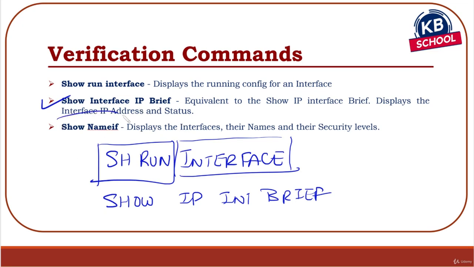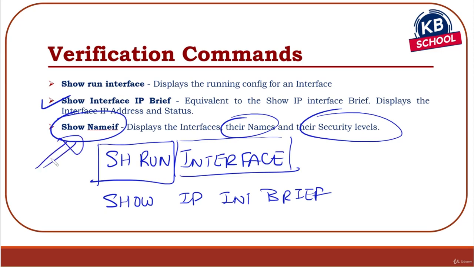Then you have the show name if command. This will show you the name of the interfaces and their respective security level. So if you want to find out what security level is assigned to what interface, show interface IP brief will not show it to you. Show run would, because it's in the running config. The other more concise command is show name if for finding out the name of the interfaces and their corresponding security levels. These are the verification commands.